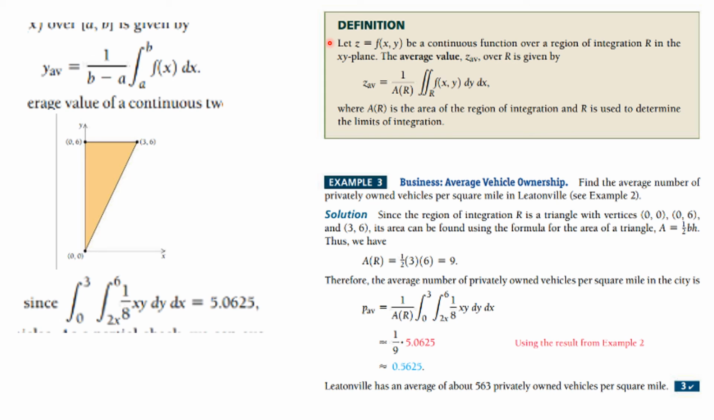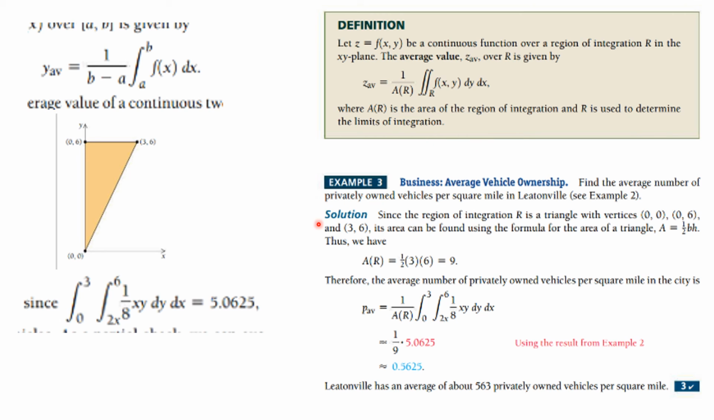In 2 dimensions, we say, let z equal f of xy be a continuous function over a region of integration R in the xy plane. So the region of integration is R, and that's a region in the xy plane. So the average value of z, that's our function z equal f of xy, over R is given by z average is equal to 1 over the area of R times the double integral over region R of f of xy dy dx, where A of R is the area of the region of integration, and R is used to determine the limits of integration.